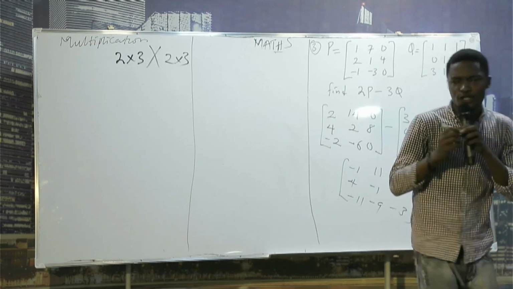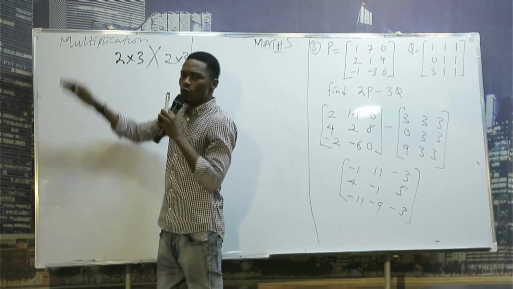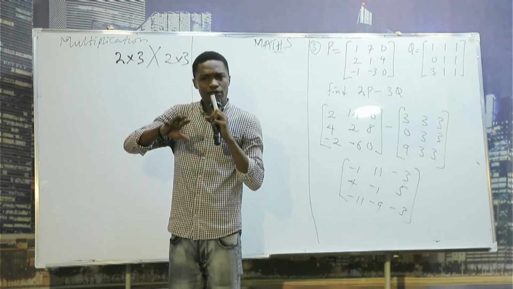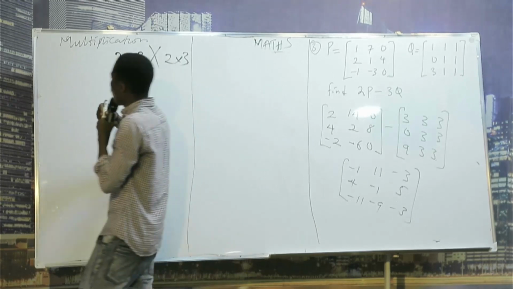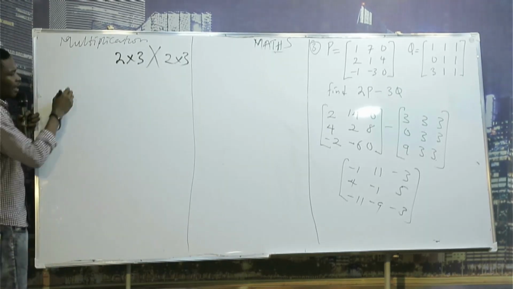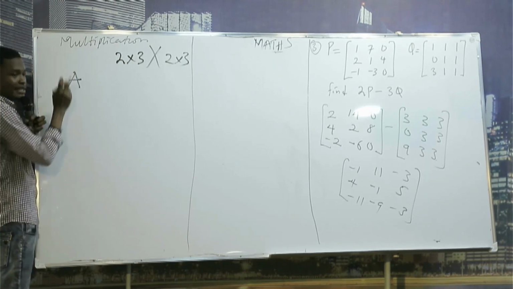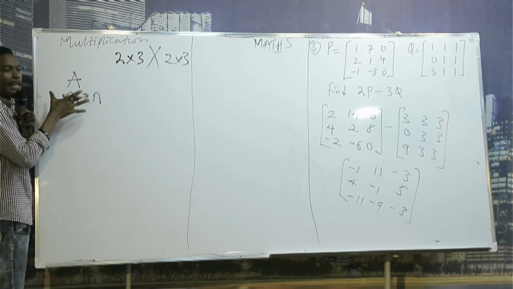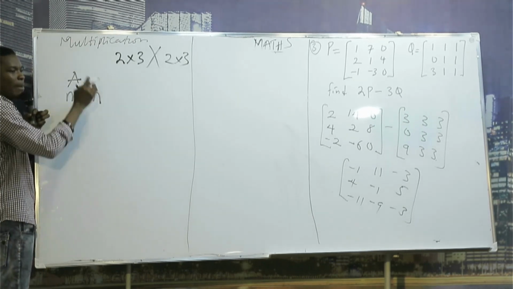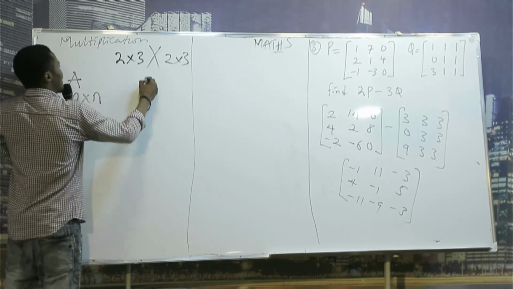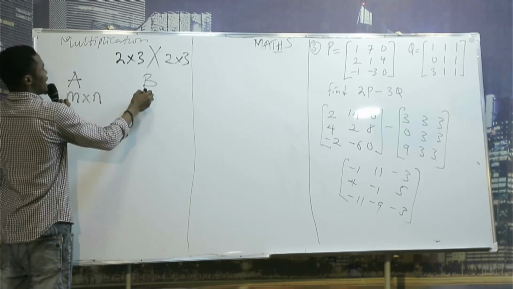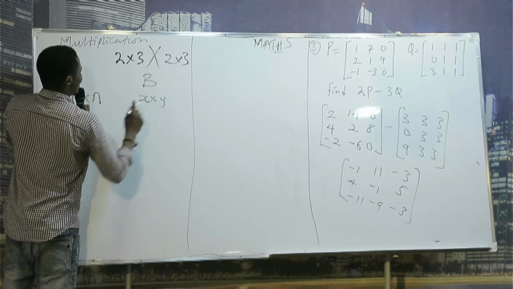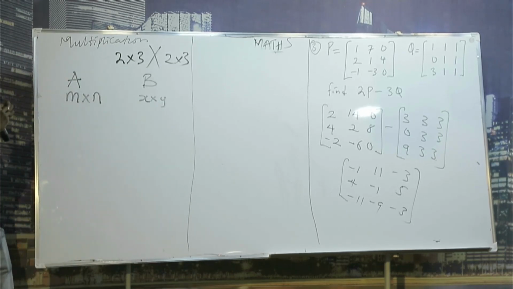So, when you are multiplying two matrices, you must follow a particular rule. And what is that rule? Pay attention. Class, let's assume that the matrix A has an order of M by N. The order of the first matrix is M by N. And the order of the second matrix is X by Y.